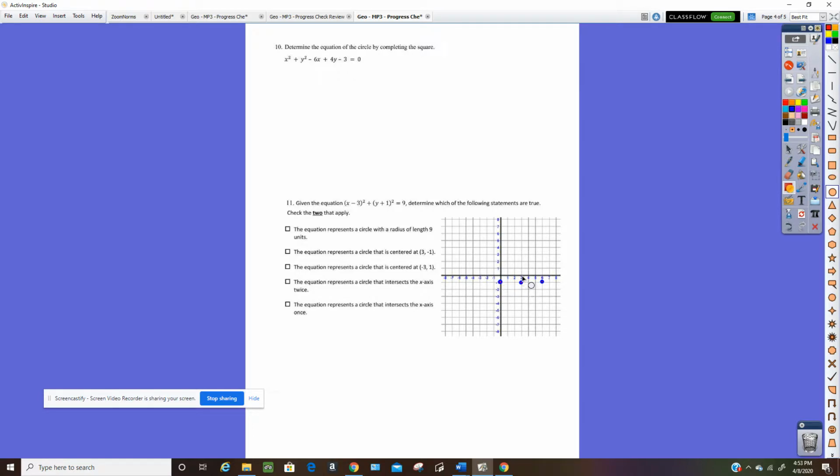And then up 3, be at 3, 2. And then down 3, it would be at 3, -4. Okay, and then you want to draw a circle there and then answer these questions.